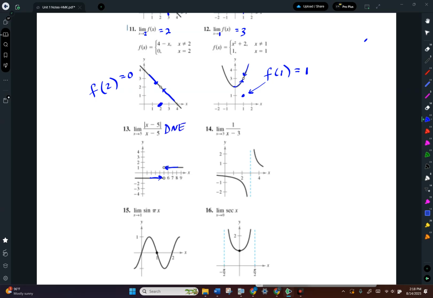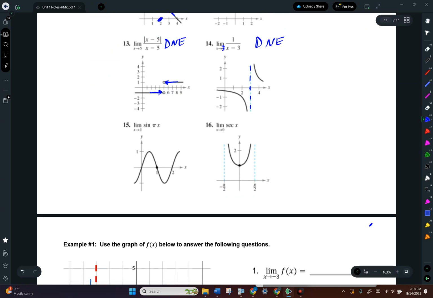On number 14, I'm looking for the limit as x approaches 3. Do you see that there's a vertical asymptote where x equals 3? So we would say does not exist. On this one, I can't say infinity or negative infinity because one side goes to infinity, the other side goes to negative infinity. So I can't really say one or the other. I just have to say does not exist.